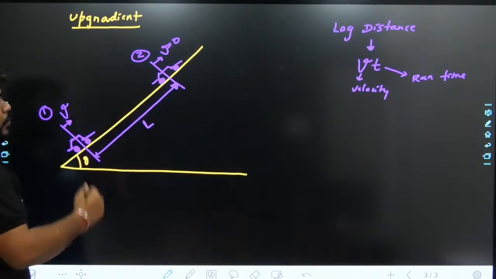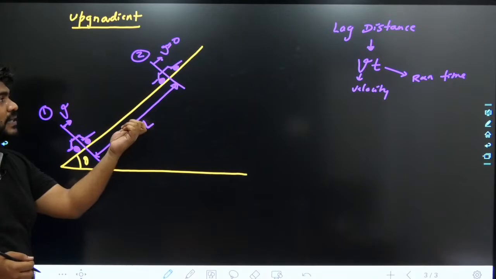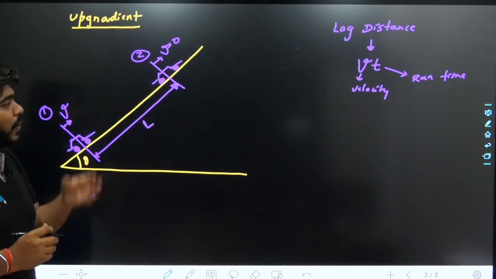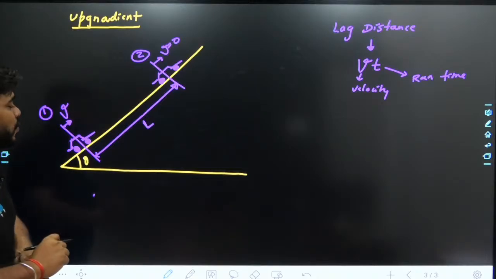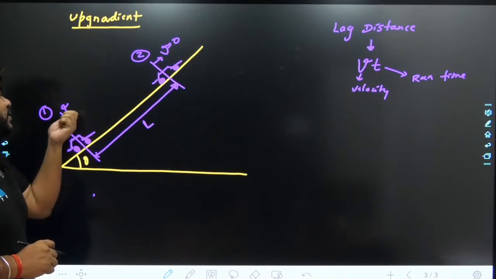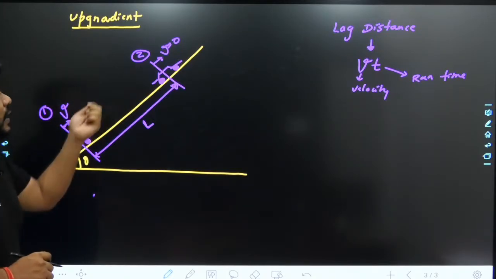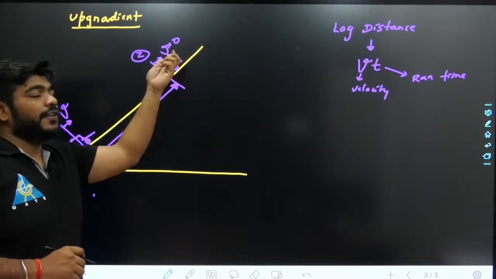So let's see what I'm doing here. This is your braking distance. L is your braking distance. Now we'll see how the expression can be derived. In situation number 1, the velocity of your vehicle is the design velocity, that is v. And in the second position, the velocity of your vehicle is 0.